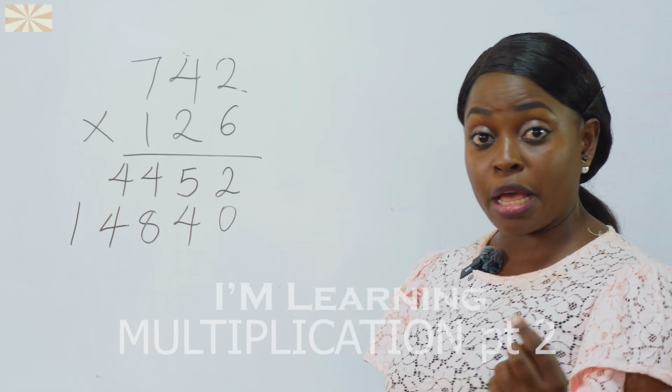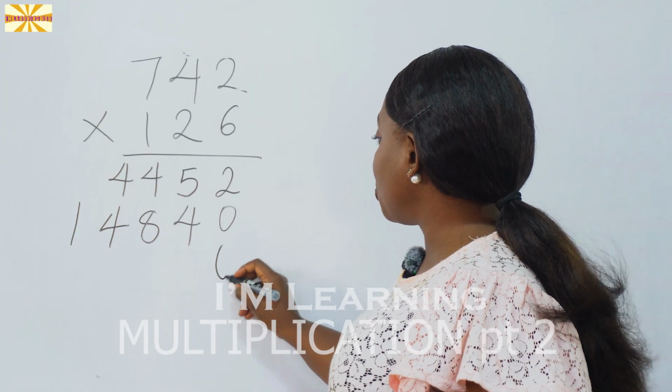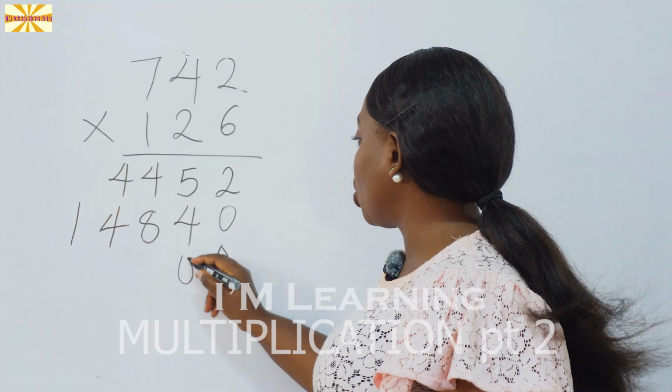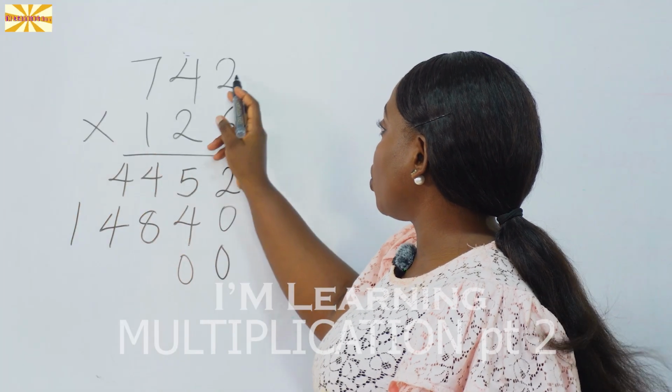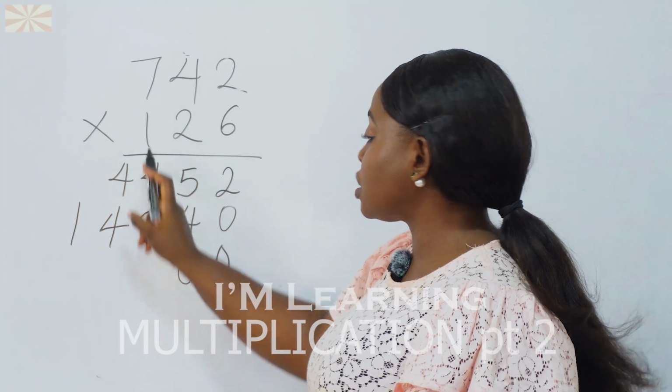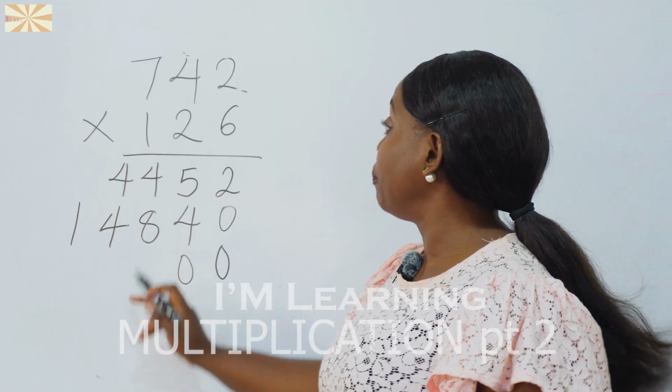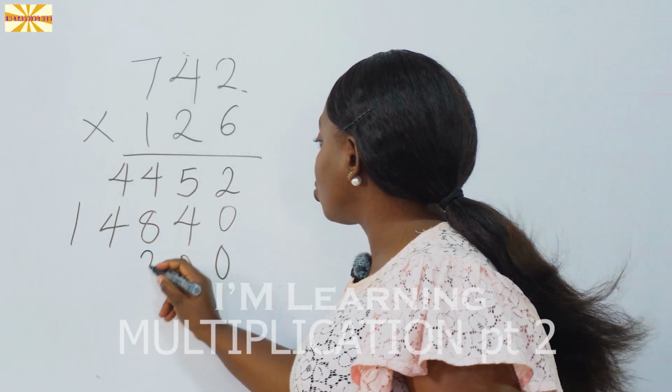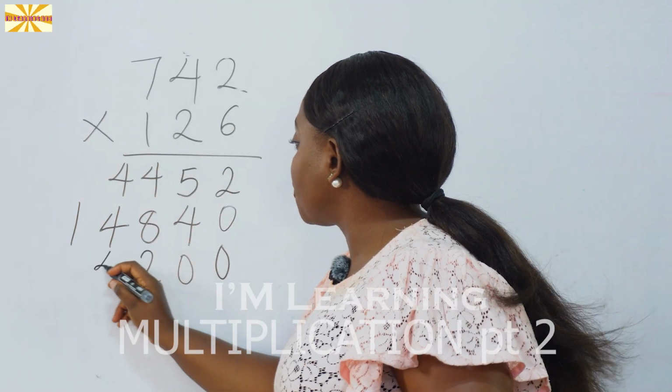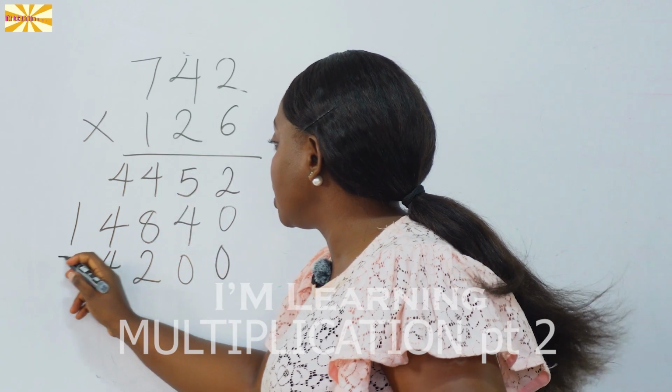Now before we multiply by 1, you know that there is going to be no number here. There is also going to be no number here. The first number that we're going to be multiplying 1 by would be in the same position where 1 is, which is here. So 1 times 2 is 2, 1 times 4 is 4, and 1 times 7 is 7.